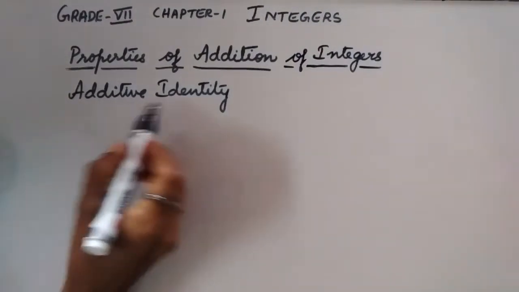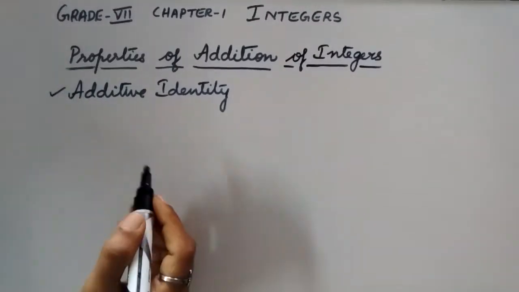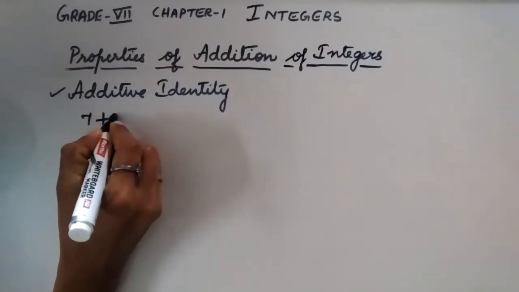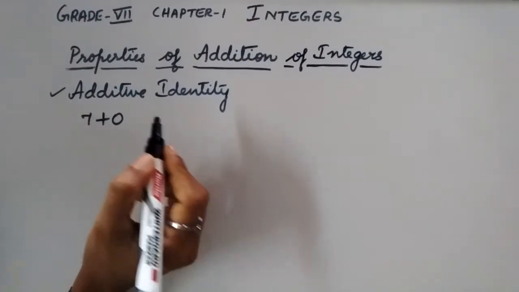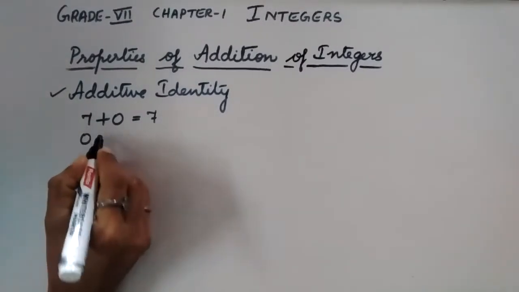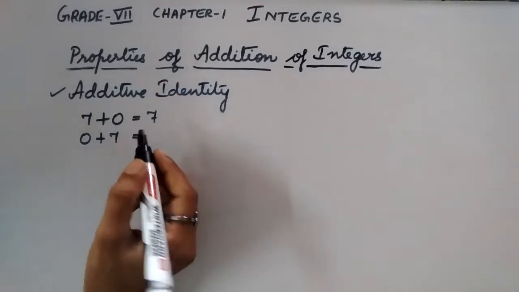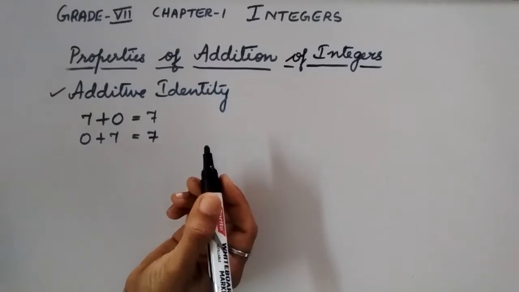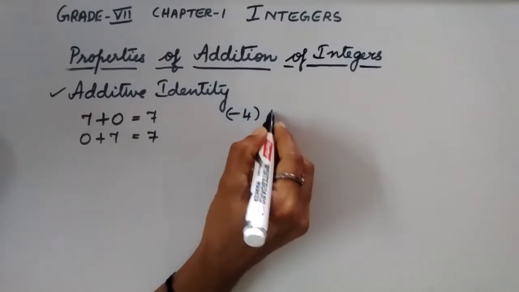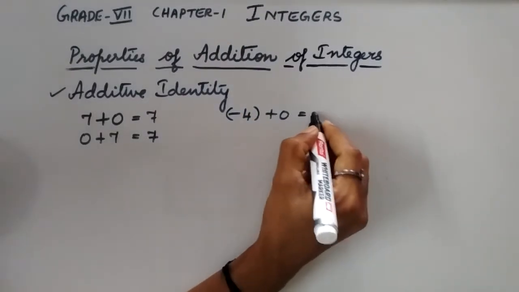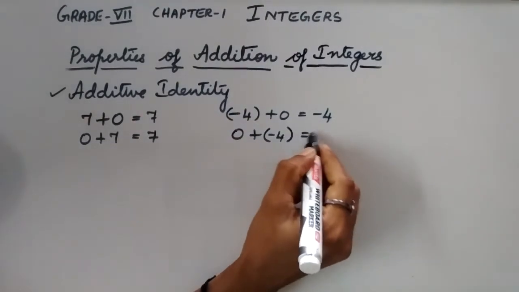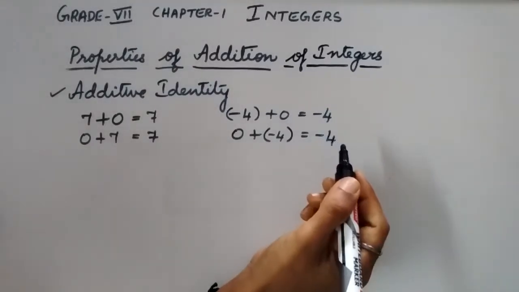Next is the additive identity. Now what is additive identity? Suppose I have 7 plus 0. So 7 plus 0, the sum is 7. What about 0 plus 7? Again it is 7. Minus 4 plus 0 is minus 4. What about 0 plus minus 4? Once again it is minus 4.